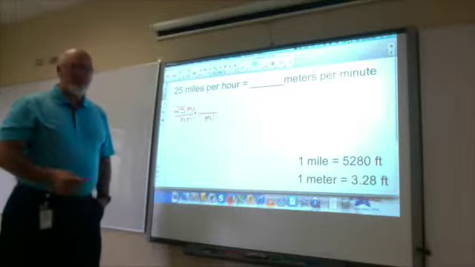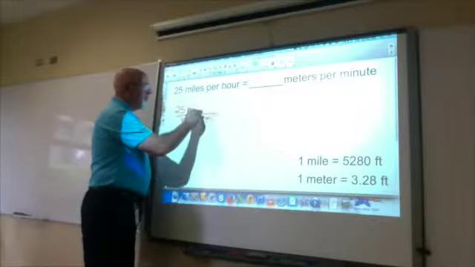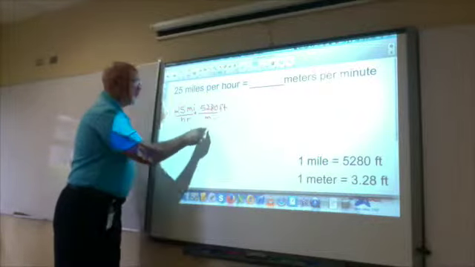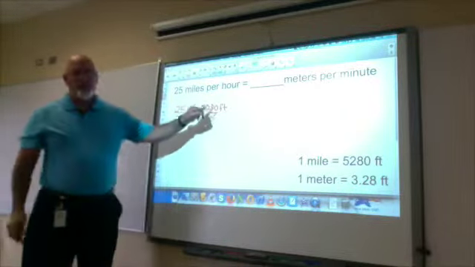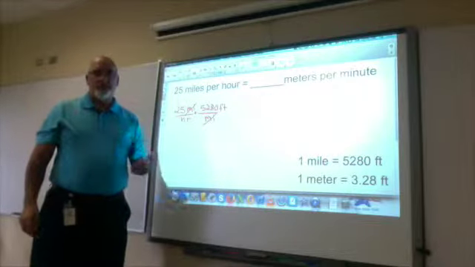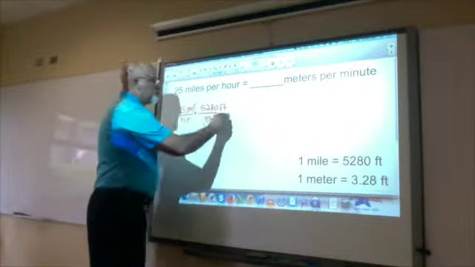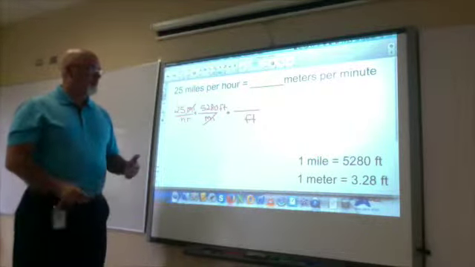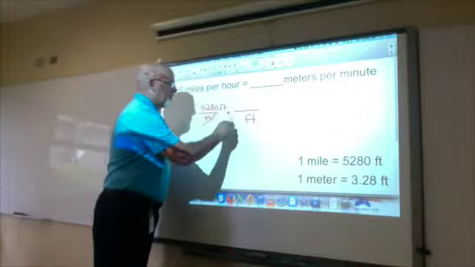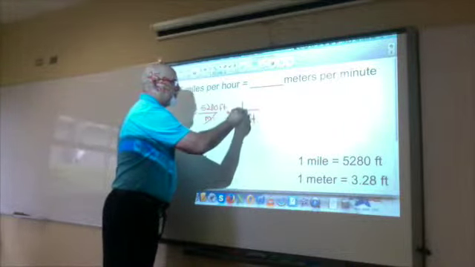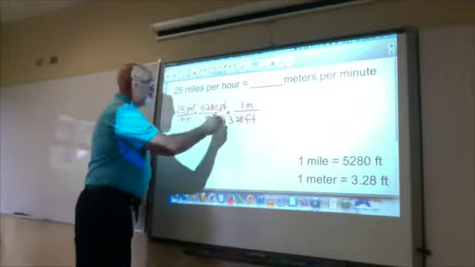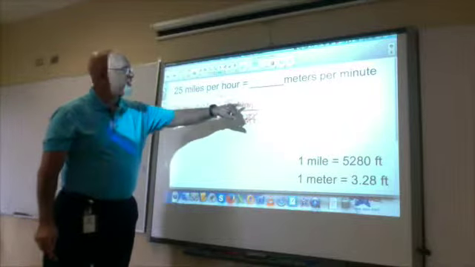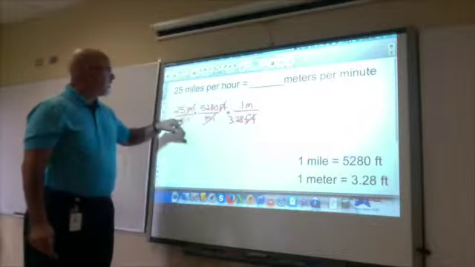And how many feet are there in a mile? There are 5,280 feet in a mile. So the miles cancel each other out. But we don't want it to be in feet. We want it to be in meters per minute. So we put up here, get rid of the feet. And there are 3.28 feet in each meter. So the feet cancel each other out. And now we've got 25 times 5280 times meters. So we've got meters per hour.